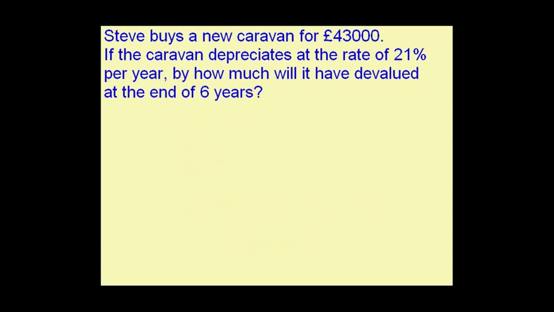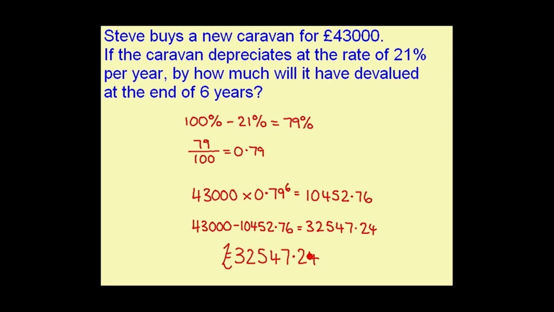Here's another question for you. This one looks similar to the last one, but there's a slight change. This time you're asked, how much will it have devalued by at the end of 6 years? What this means is how much money will it actually have lost off its original price. Press pause and have a go. When you're ready, press play. Here's the answer. To get this, you needed to work out the value of the caravan after 6 years, and then subtract this from the original price to work out how much money it's lost in total. This is the answer you should have got.